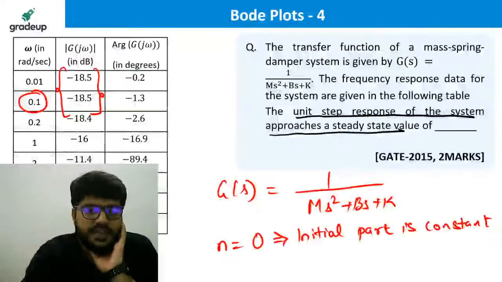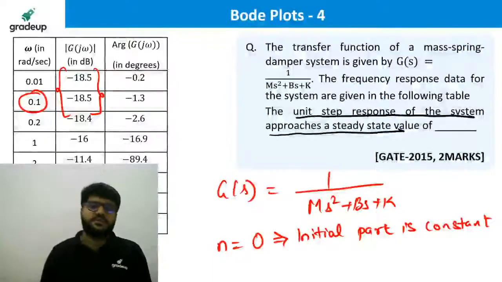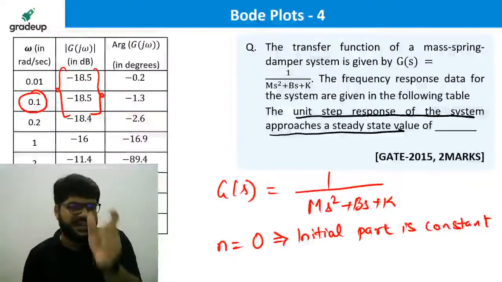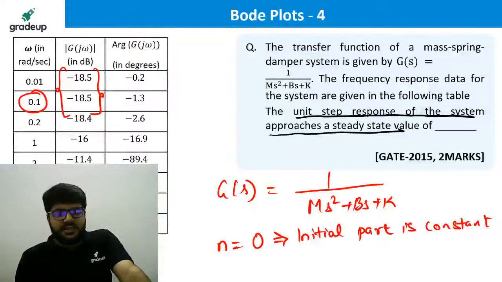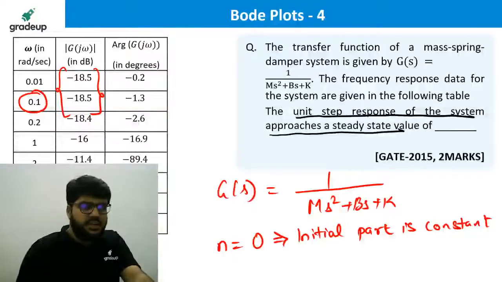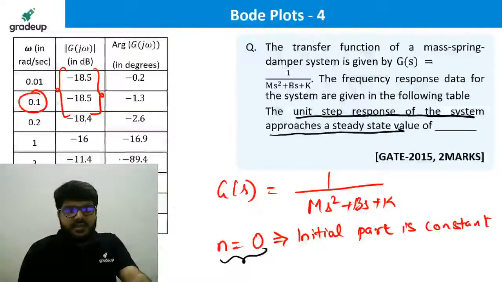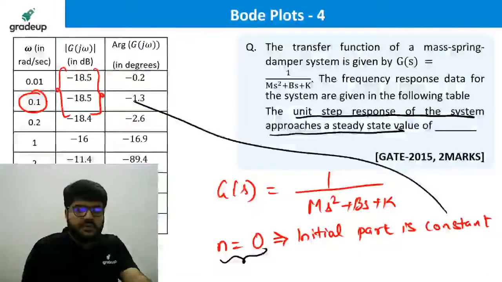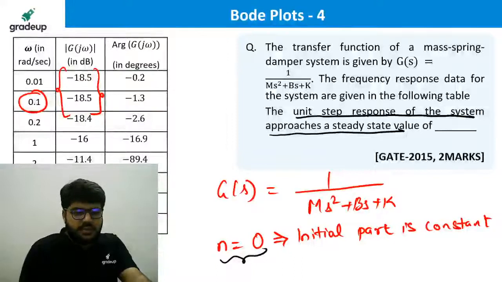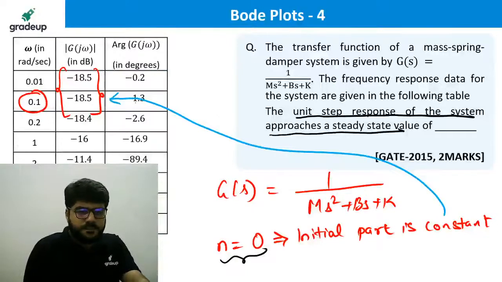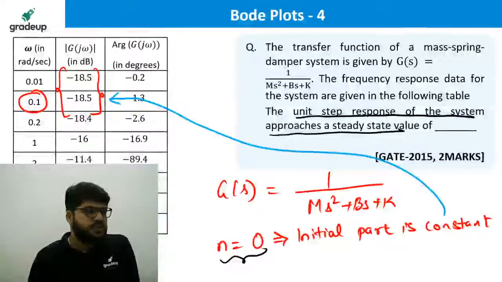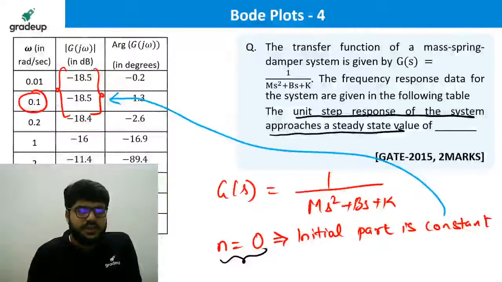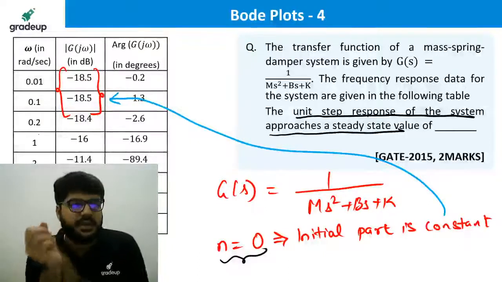Okay. So this was a question on the frequency response given in the tabular form, related a little bit with the decibel concept, because decibel we have used in the Bode. Because there is no pole at origin, n value is 0, that is why the initial part is constant. Up to a certain frequency, the initial part is constant, and then the magnitude starts changing.